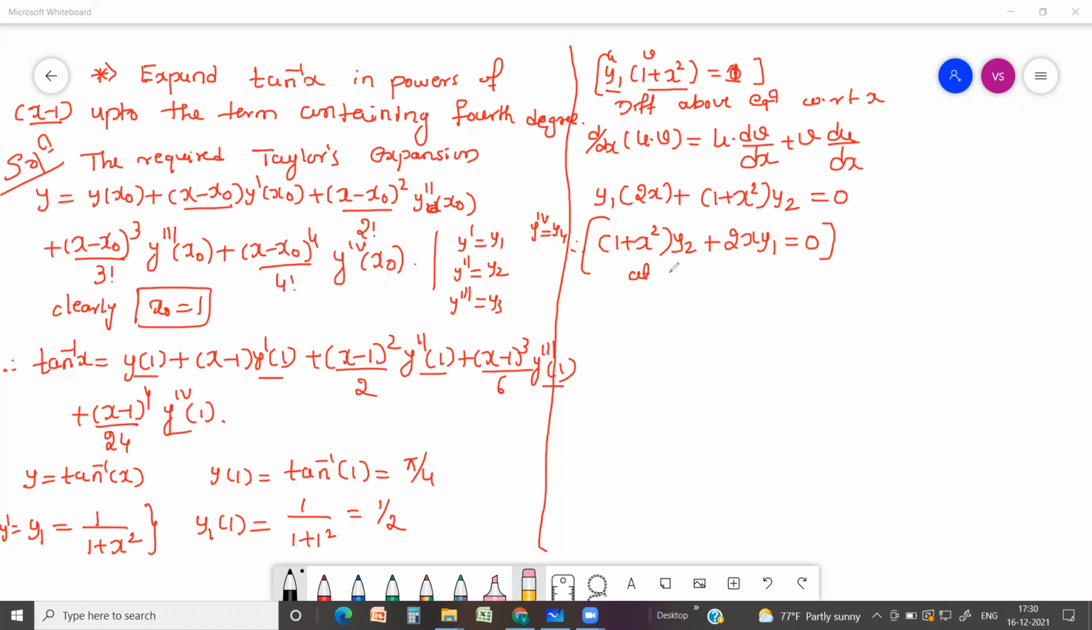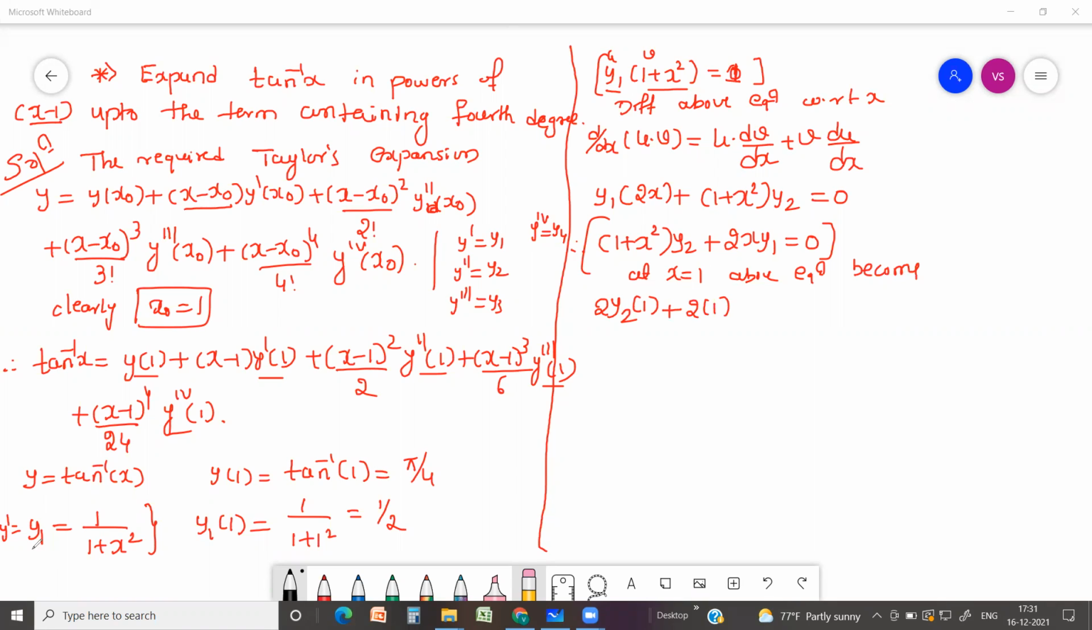Now in this equation I have y2, so I want to find out y double dash of 1. So at x equal to 1, the above equation becomes, x value is 1, 1 plus 1 square, that is 2, 2 into y2, because y2 I don't know, I have to find out at the point 1, therefore I'll write y2 of 1, plus 2 times x value is 1, and this y1 is nothing but, since I'm defining y1 at x equal to 1, I already had this value.